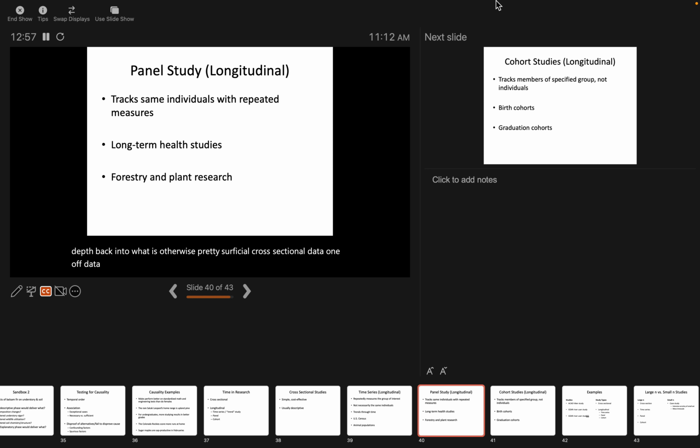So a lot of forestry studies are panel studies specifically because, you know, the same trees might be, you know, 400 or 500 years along in some old growth stands, and that's not a particularly big problem.